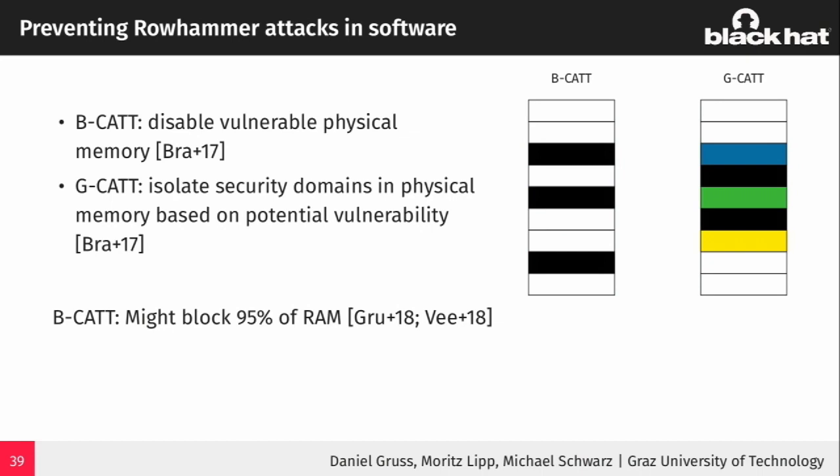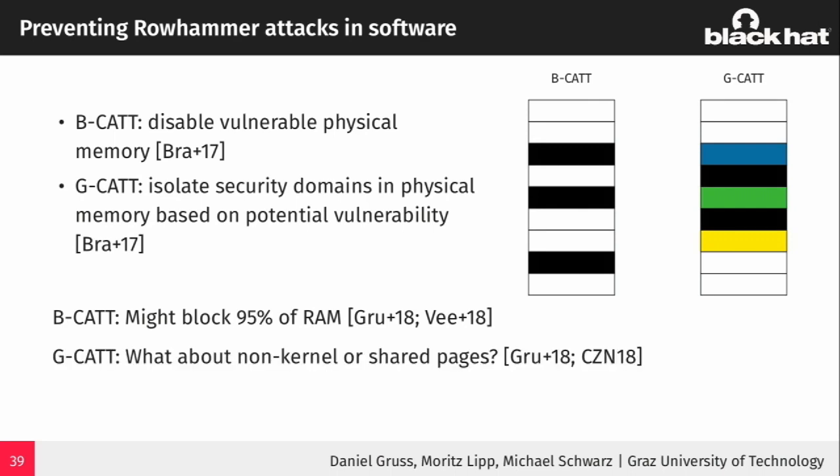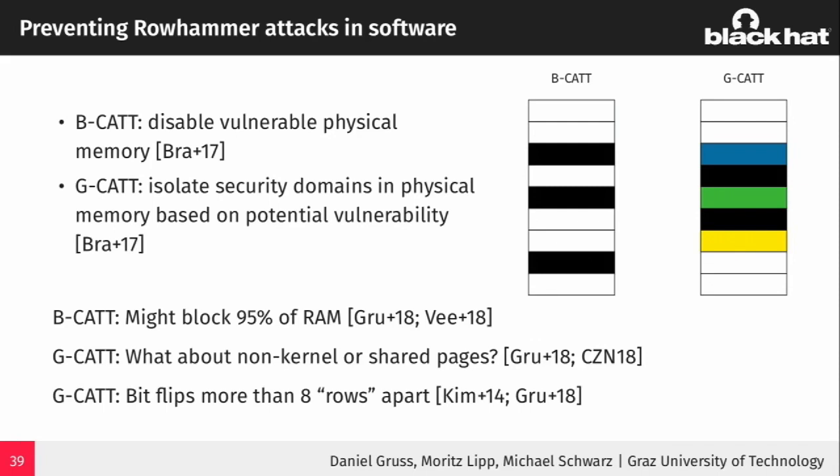The problem here is if we use BCAD, there are multiple studies that find that 95% or more of your DRAM might be blocked and unusable. So this is not really practical. A memory overhead of 95%, I don't know. Why do I pay so much for my memory if I can't use 95%? That sounds odd. And also for GCAD, what about pages that are shared between different security domains, shared libraries? Are there no shared libraries anymore? What about non-kernel pages? Because GCAD was mostly about kernel to user space isolation. So this is all not covered here.